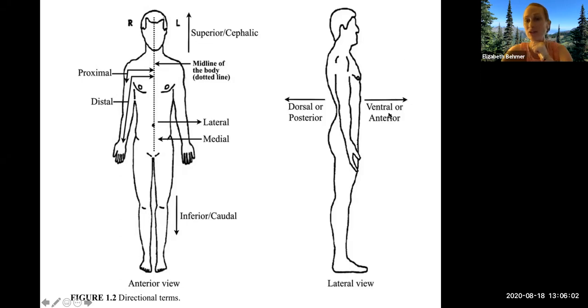And then ventral just means anterior, closer to the front. Dorsal means posterior. So one example, the buttocks or the gluteus maximus muscle is dorsal to the umbilicus, your belly button. The nose is anterior to the shoulder blade, your scapula.